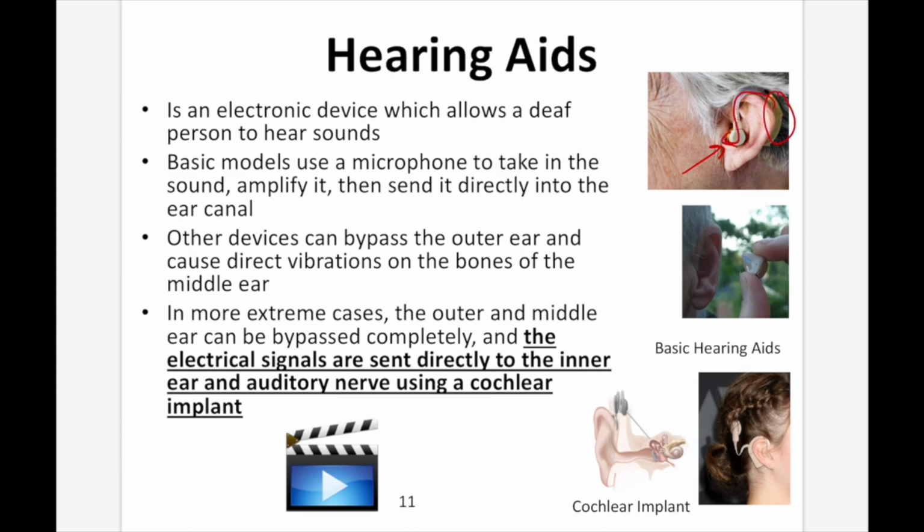Other devices can bypass the outer ear and cause direct vibrations on the bones of the middle ear. In more extreme cases, the outer and middle ear can be bypassed completely, and the electric signals can be sent directly to the inner ear and auditory nerve using a cochlear implant, which is what we have right here. So in this case, you can see that we're going to bypass all of this stuff right here, and take that all out of the equation. We're going to take in sounds from our cochlear implant, which is located right there. We're going to bypass the entire outer and middle ear, and we're going to go straight down to the cochlea and even to the auditory nerve in order to stimulate those nerve signals to be sent to the brain.